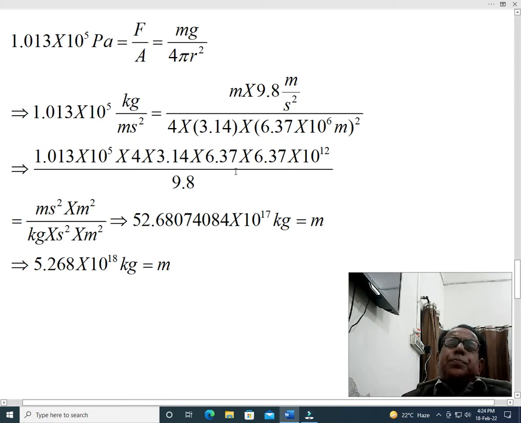So, however, I tell here, dear students, you can see here it will become meter square. Okay, and this is again meter square. Meter square will be cancelled out with meter square. Okay.